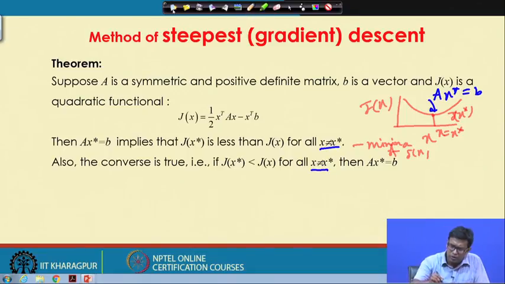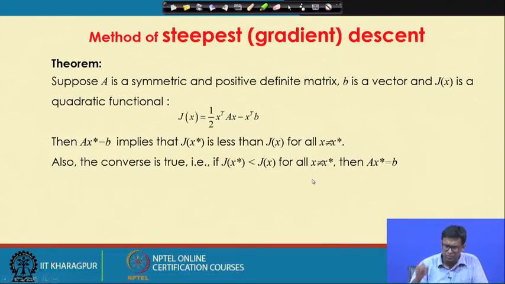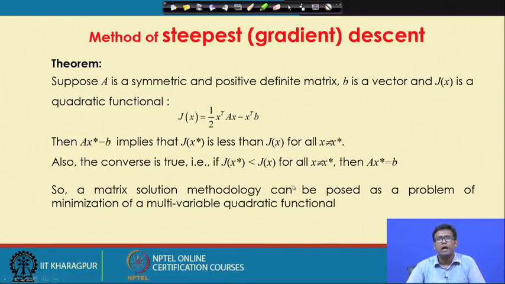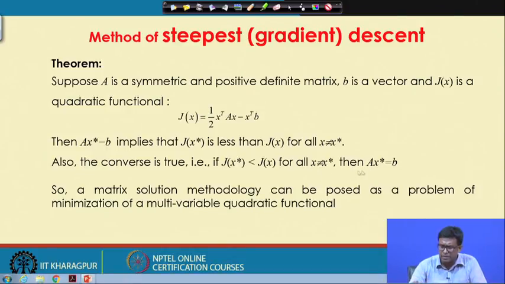So, what does this theorem mean? A matrix solution methodology Ax = b, which I have to solve, can be replaced by finding out the minima of J(x). If we can define a function J(x) = half of x transpose A x minus x transpose b and try to find the minima of J(x), the minima is the point where Ax star = b is satisfied. So, matrix solution methodology can be posed as a problem of minimization of a multivariable quadratic function.